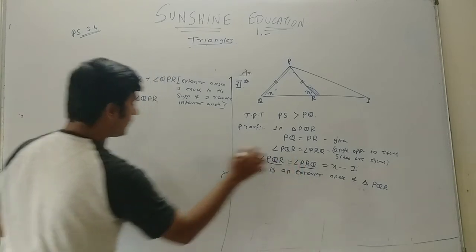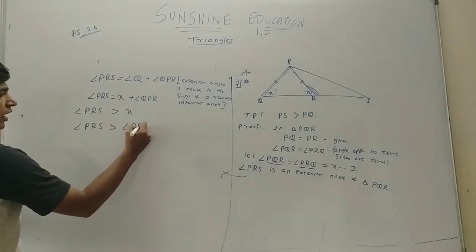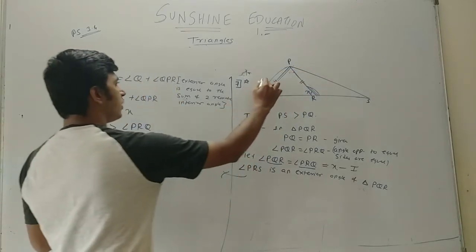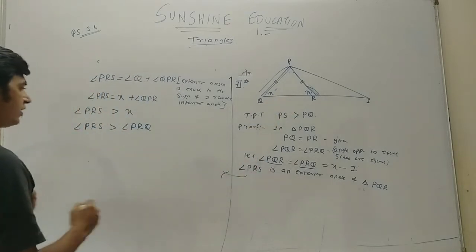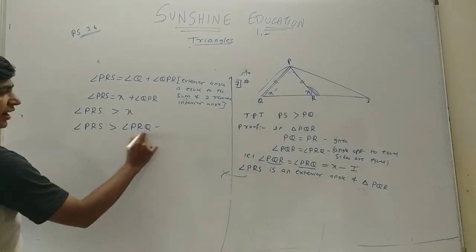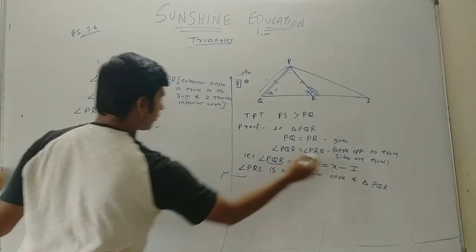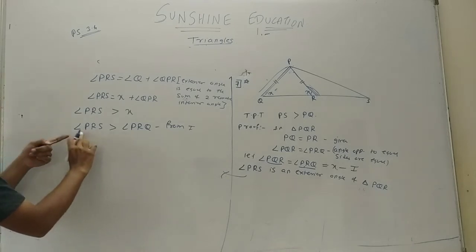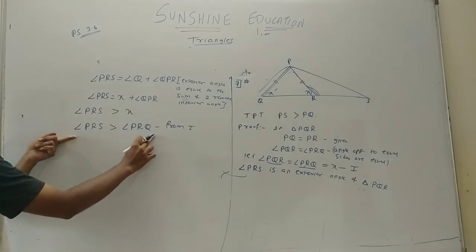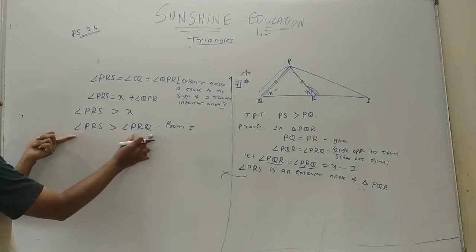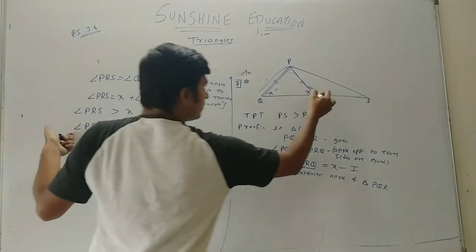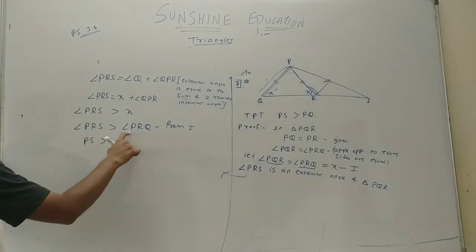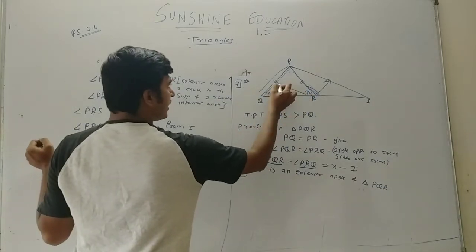I will write PRQ. Why PRQ? Because we have PQ which is opposite to PRQ. We will come to that. So in place of X, I wrote PRQ because PRQ is equal to X from 1. Now, as PRS is greater than PRQ, the side opposite to PRS will be greater. Therefore, PS will be greater than the side opposite to PRQ, that is PQ.